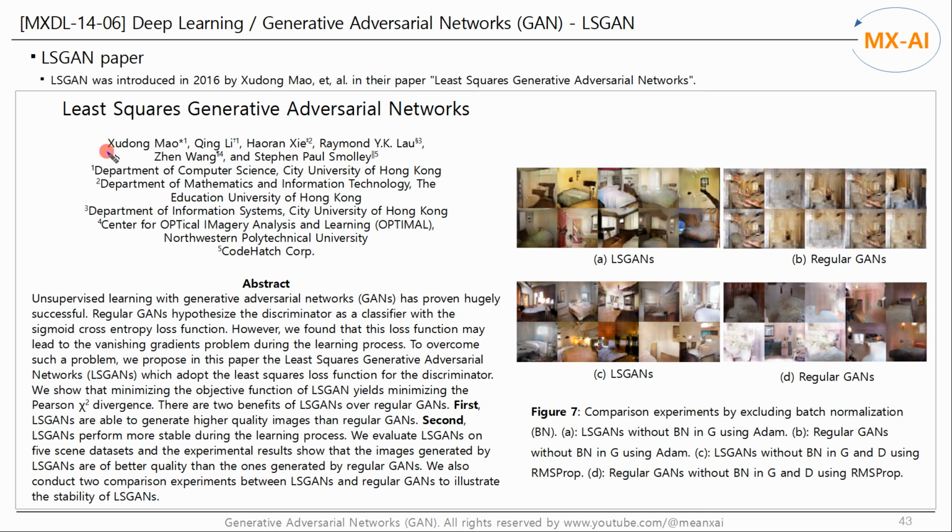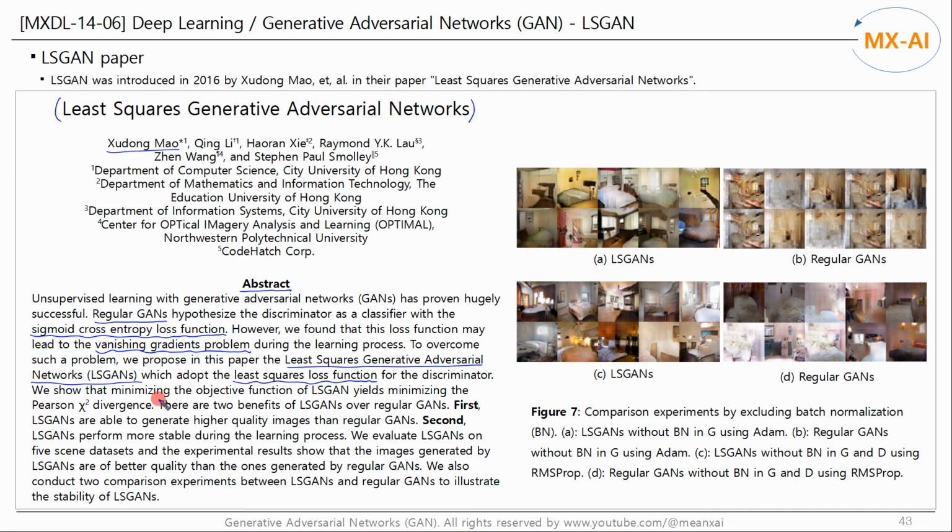LSGAN was introduced in 2016 by Xudong Mao et al. in their paper, Least Squares Generative Adversarial Networks. Let's read the abstract of the paper. Regular GANs hypothesize the discriminator as a classifier with the sigmoid cross-entropy loss function. However, we found that this loss function may lead to the vanishing gradients problem during the learning process. To overcome such a problem, we propose in this paper the Least Squares Generative Adversarial Networks, LSGANs, which adopt the least squares loss function for the discriminator.